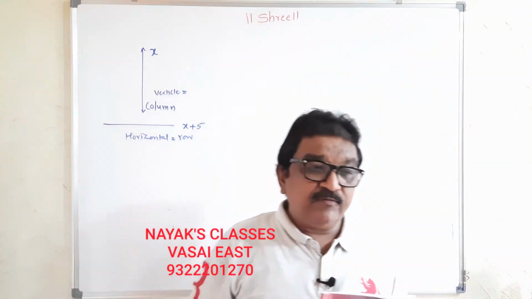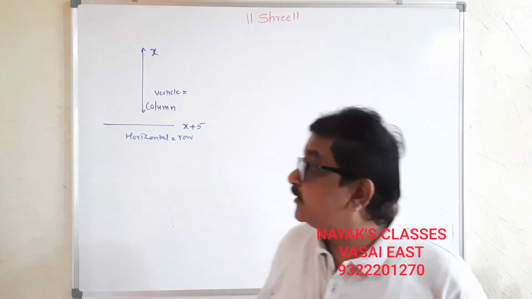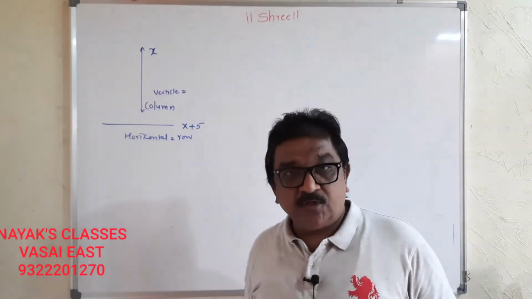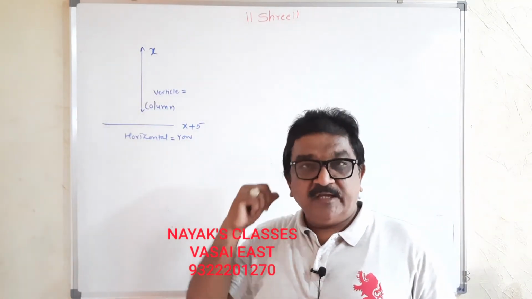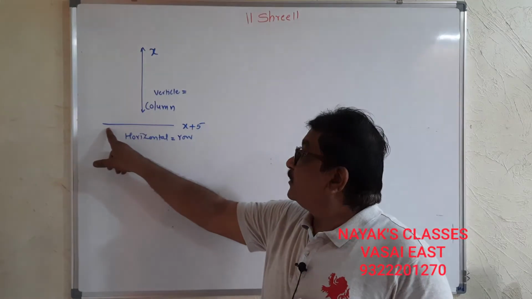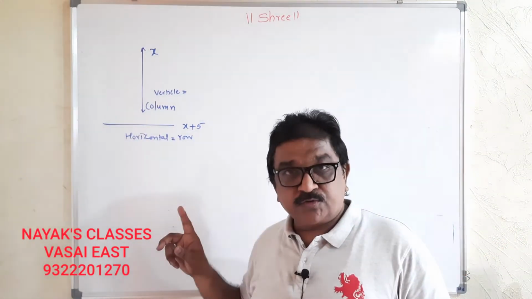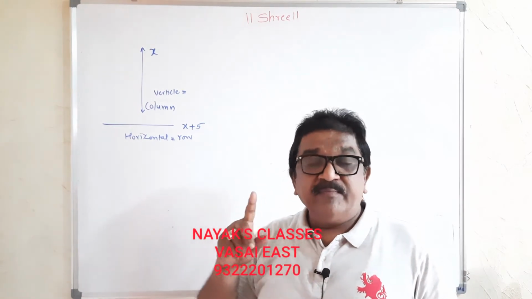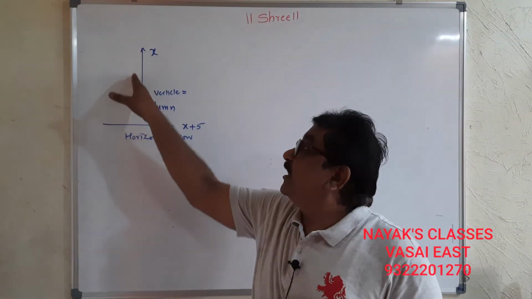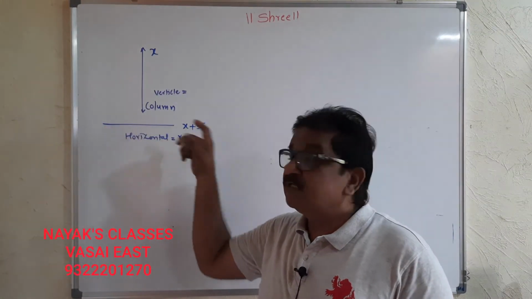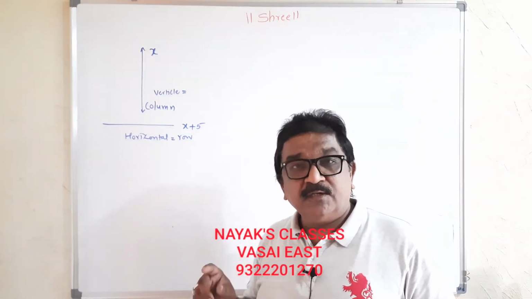Now let us see what is row and column. Column means vertical lines, and horizontal lines are called rows. So remember, vertical lines are called columns and horizontal lines are called rows.